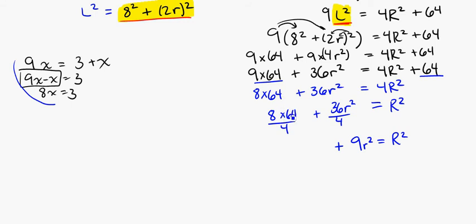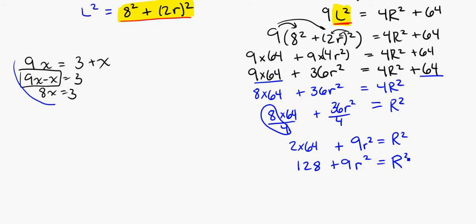Now if I ignore the 64 for a minute, because of my multiplication here, I can actually divide either the 64 by 4 or I can divide the 8 by 4. So if I go 8 divided by 4, I'm going to get 2 times 64. So in a sense, I'm just simplifying this part of the fraction. 8 divided by 4 is 2, and then 2 times 64. And 2 times 64 becomes 128, plus 9r squared is equal to big R squared.